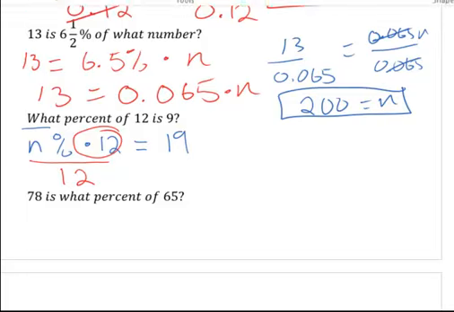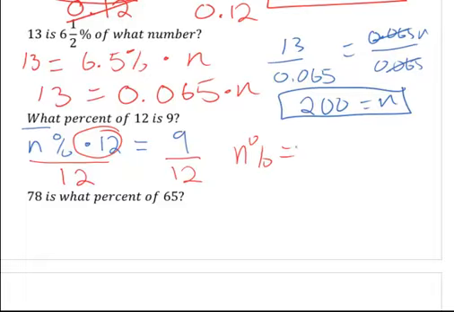Oops, I wrote a 19, and I meant that to be a 9. Okay, so we're going to divide both sides by 12. So I have n% equals, I take my calculator, 9 divided by 12 is 0.75, but I need to convert that to a percent. So I'll move my decimal 2 spaces to the right, and I have 75%.